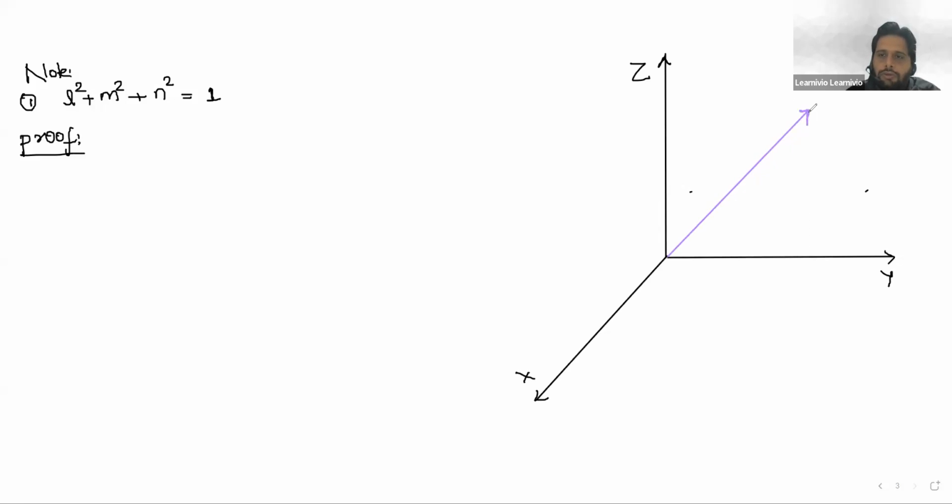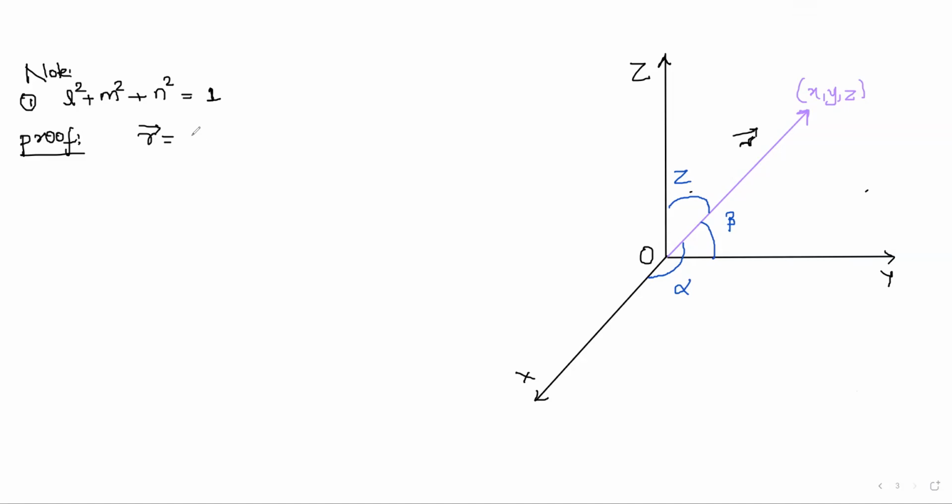Suppose its coordinates are x, y, z, and it is making an angle alpha with the x-axis, beta with the y-axis, and gamma with the z-axis. Okay, and the coordinates are x, y, z. Now from these coordinates, if I want to make a vector, for example, I'm making this vector r. This is the origin, okay? So the position vector is r. Anyone can tell me what is vector r here? xi cap plus yj cap plus zk cap. Very, very good. xi cap plus yj cap plus zk cap.